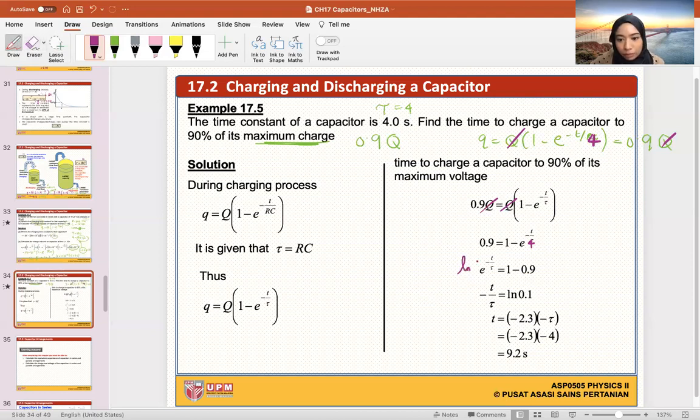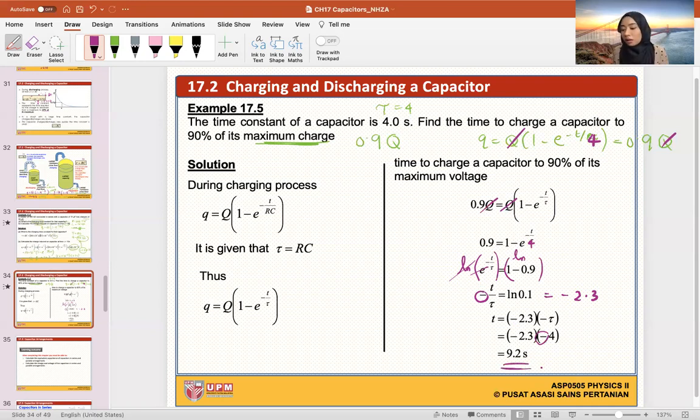What I typically do is this. ln 0.1; this part is eliminated when natural log is there, so I am left with minus t over tau. ln 0.1 is easy. Just use your calculator, you don't have to memorize anything. ln 0.1 is equal to minus 2.3, and then times tau. You know tau is 4. So minus t equals minus 2.3 times 4. Negative with negative gives positive. 2.3 times 4 is 9.2.